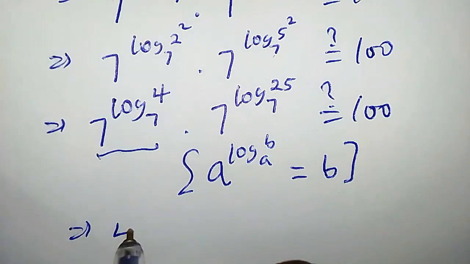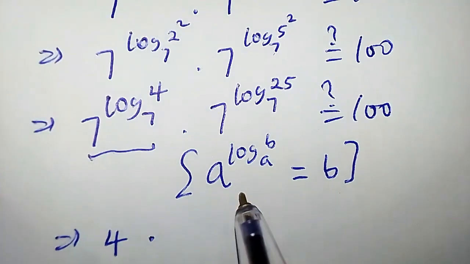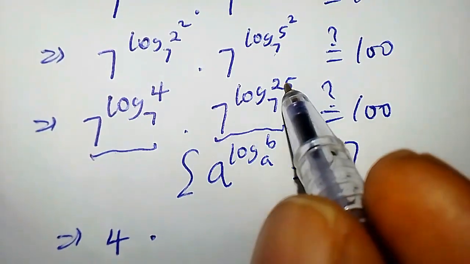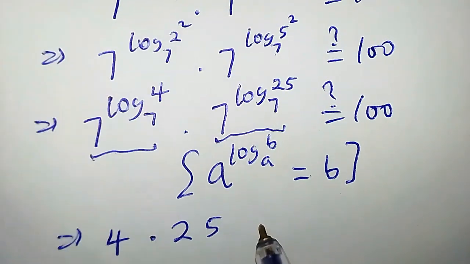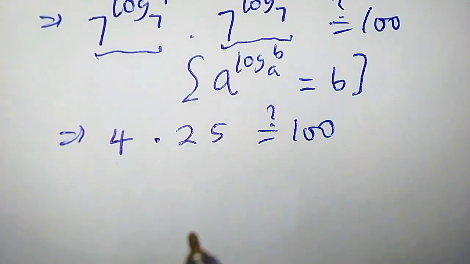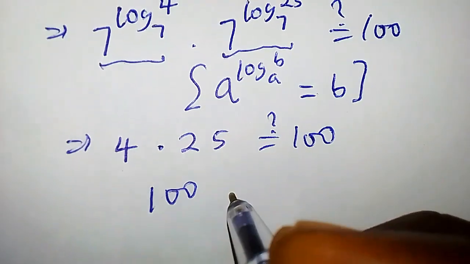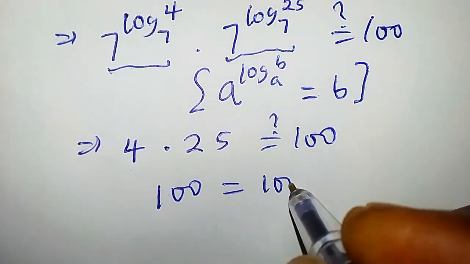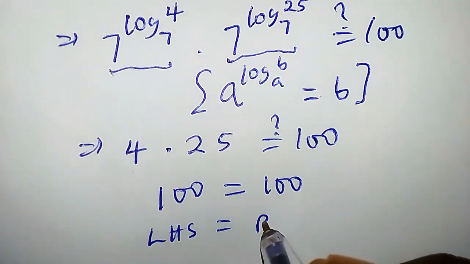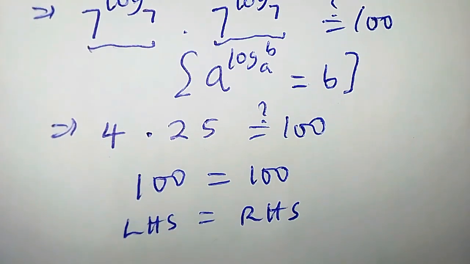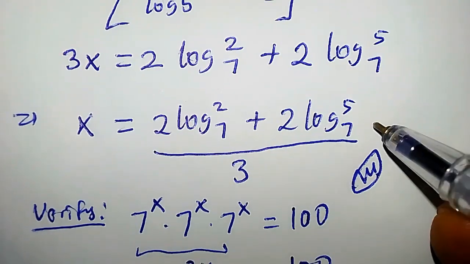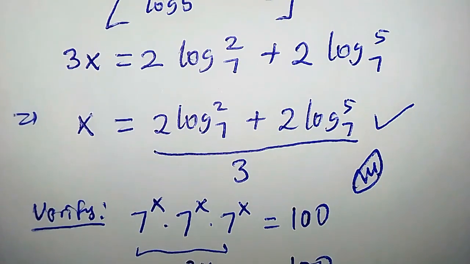We simply have 4 times. Applying this identity again to this one, what do we have? We simply have 25 equal to 100. Now, 4 times 25, that is 100, equal to 100. You will see that the left hand side is equal to the right hand side. That means the answer we got here is indeed correct. That's it. Thanks for watching.